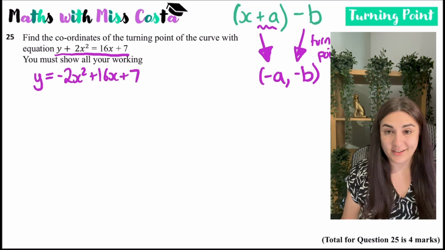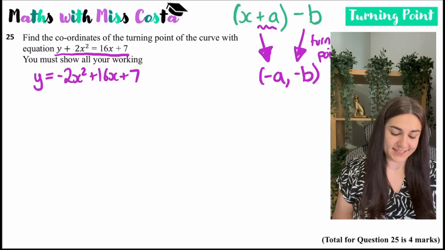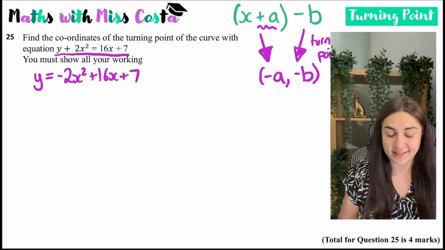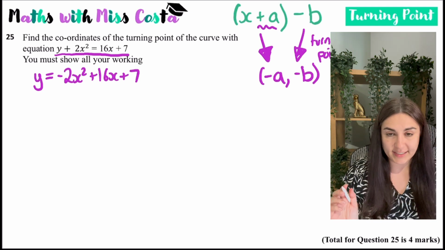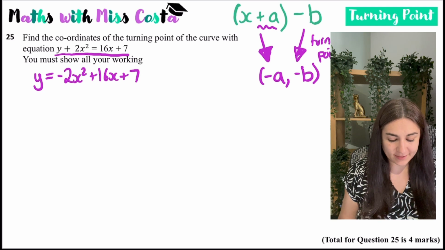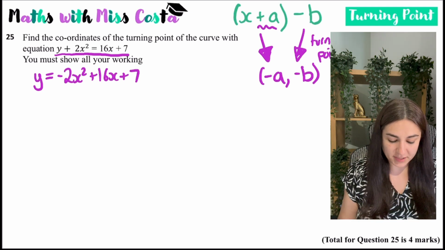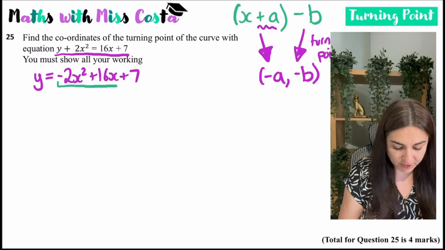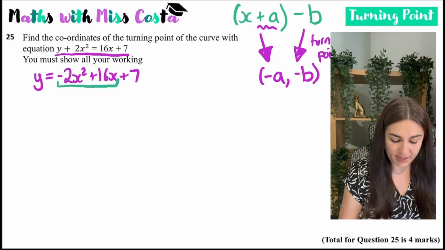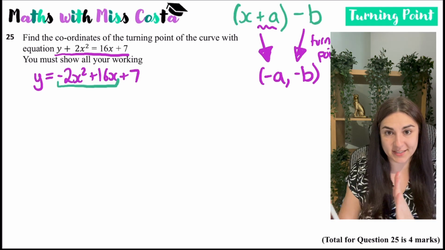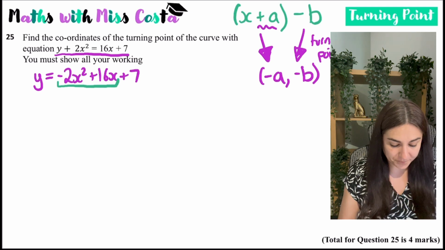Now, this question doesn't tell you, but normally they do. They say by completing the square, find the coordinates. So I'm completing the square, but this is a little bit of a difficult one because I've got a negative coefficient of x. So what I'm going to do is just deal with this part, okay? Ignore the plus 7 for now. I'm going to leave it to the side. We'll come back to it later.